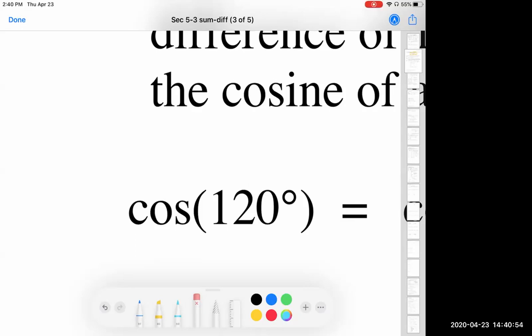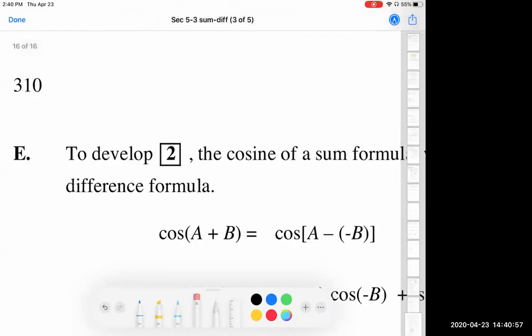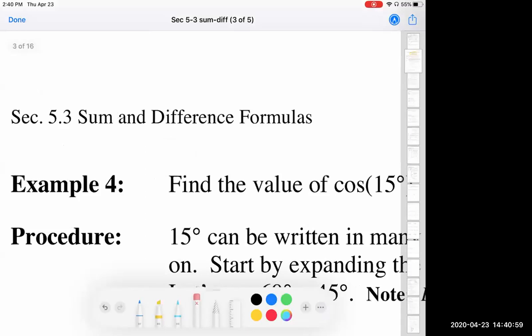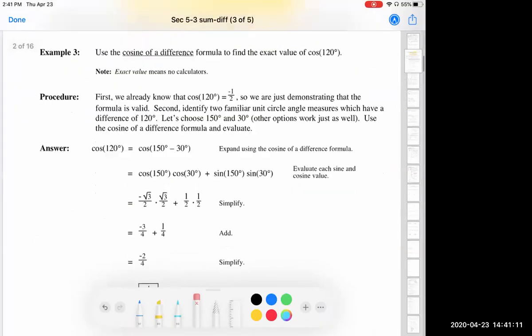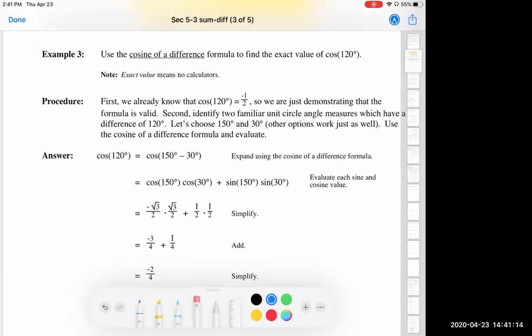Well, let's say I want to use one of my cosine formulas, particularly the one we just learned. This cosine of a difference. So I want to think, hey, what numbers can I work with so that when I subtract them, I get 120? Well, isn't 120 made up of 150 minus 30? Yeah, that gives us 120. So let's go ahead and separate this to be cosine of 150 minus 30.